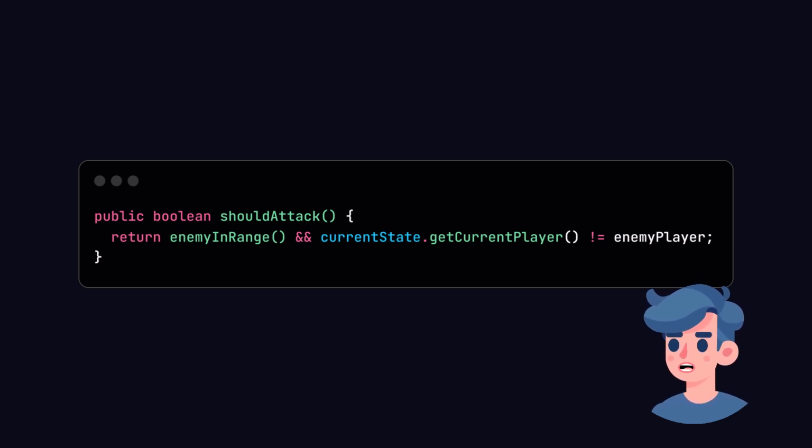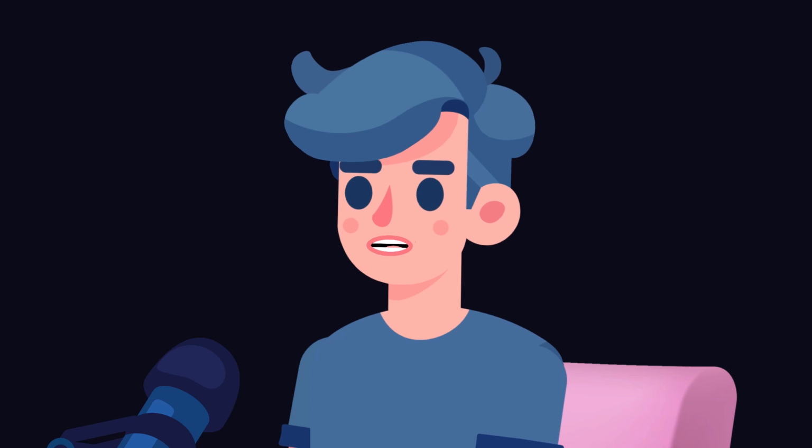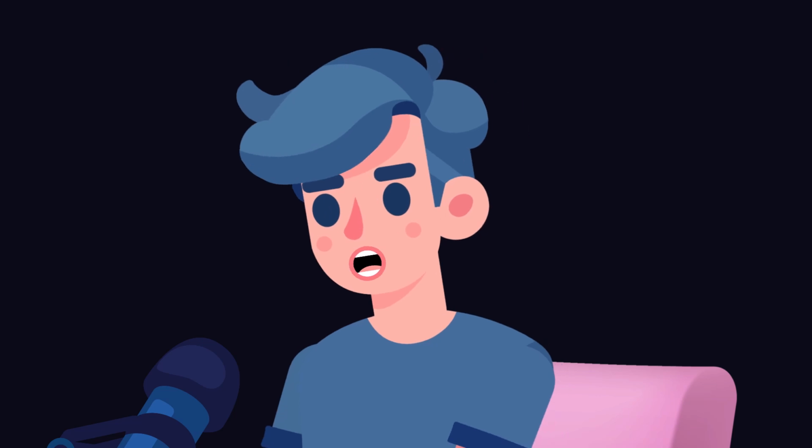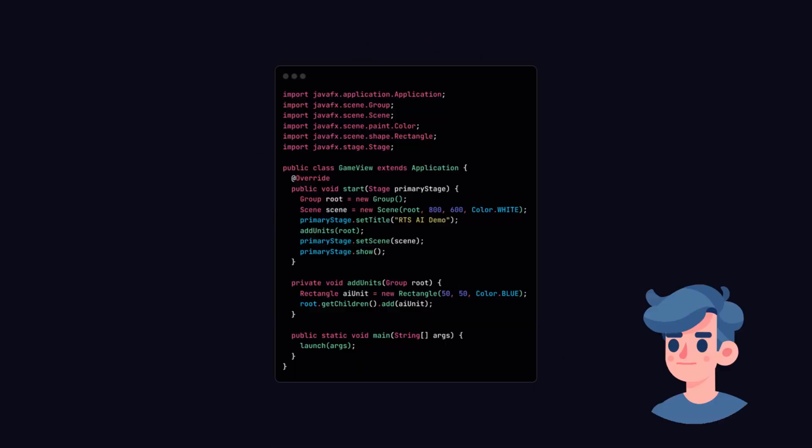Let's build our should attack method now. This method will check if the enemy is within attack range and confirm that the current AI player is not the enemy itself, ensuring that the AI behaves logically. Next, we will implement a visual representation to observe our AI in action.